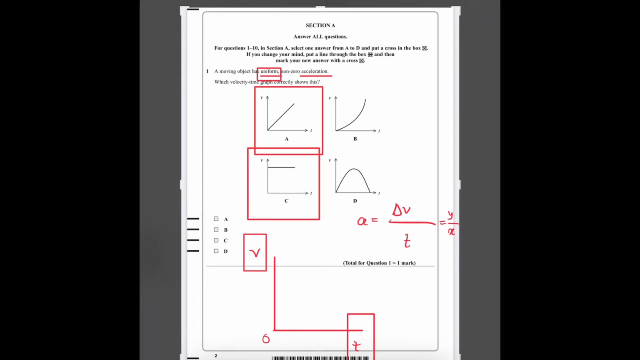non-zero. Non-zero means that the graph would look something like this or this or this, something like this, which is non-zero. A graph with a zero gradient is actually this. So a non-zero uniform acceleration is only possible in this option A. So the correct answer is option A.